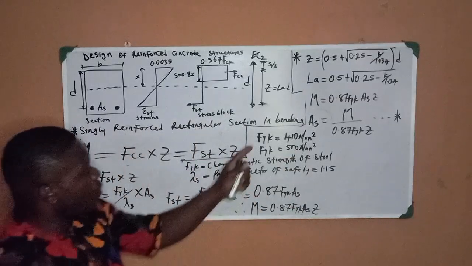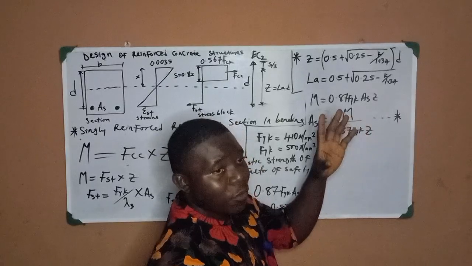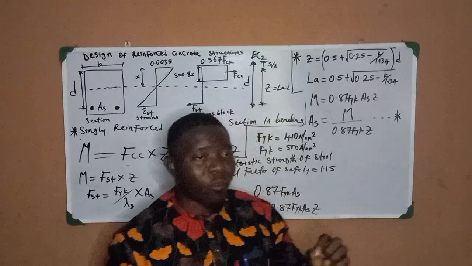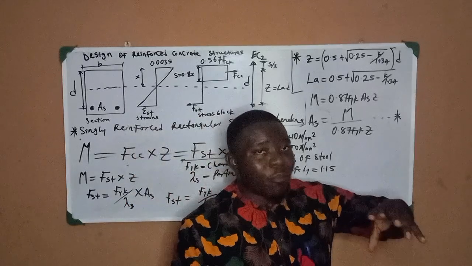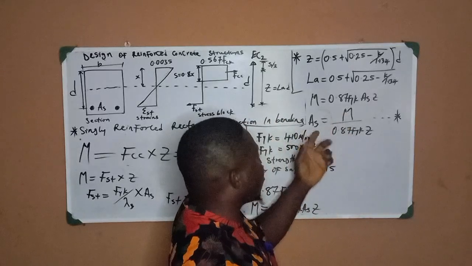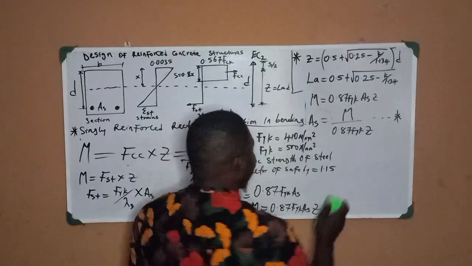So now, this is the moment that you are going to compute when doing your design, doing your structural analysis. You compute a moment. That moment is the applied moment which you computed. You now put it inside here. It will guide you to know the area of steel that you provide.